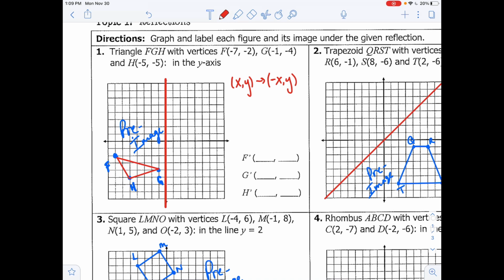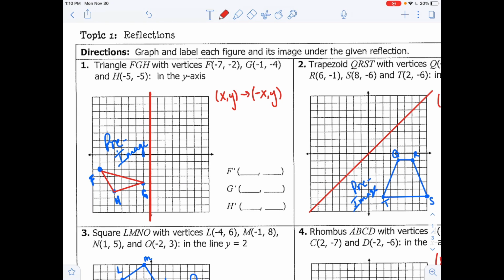I've got my pre-image on the left, and I'm reflecting it in the y-axis. And our rule for reflecting in the y-axis, we take (x, y) and we change it to (-x, y). So y stays the same, y goes to y, and then I take the x value and change its sign. I'll make it the opposite of what it is. So first off, we have (-7, -2). So (x, y) goes to (-x, y), so -7 goes to +7, because the opposite of -7 is +7.